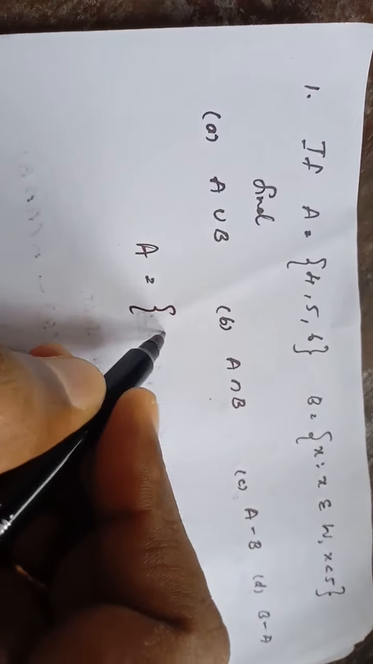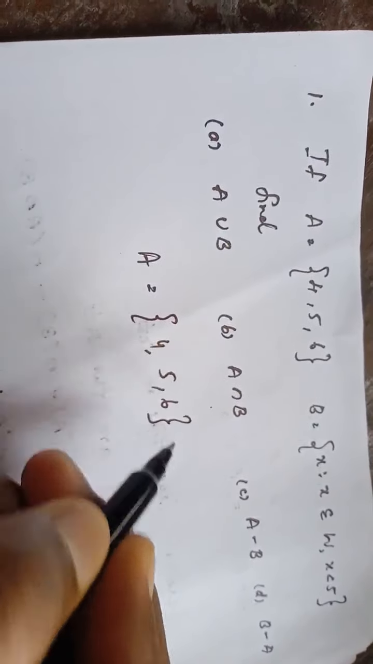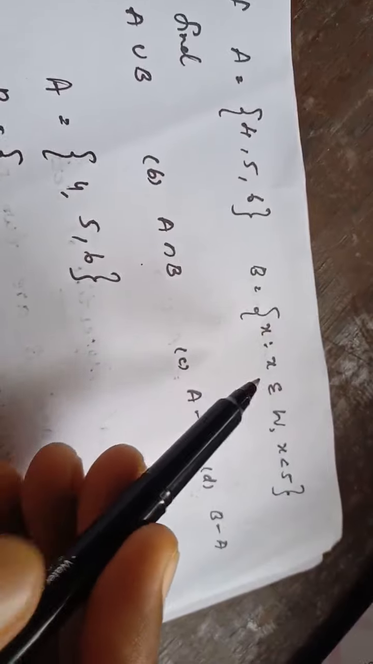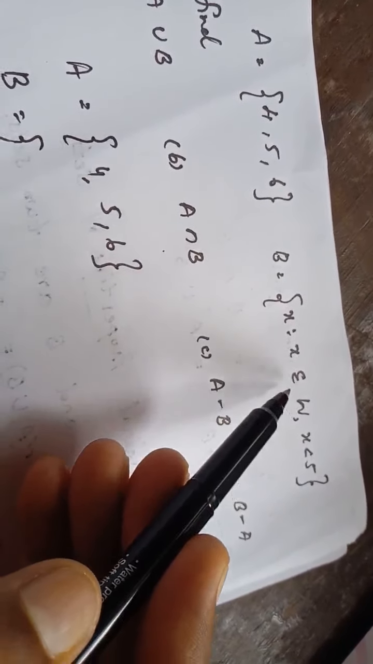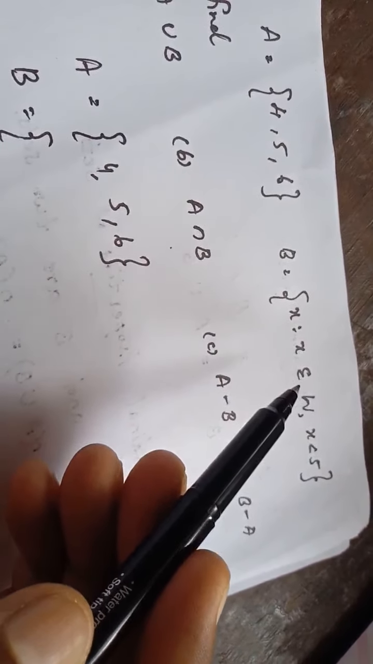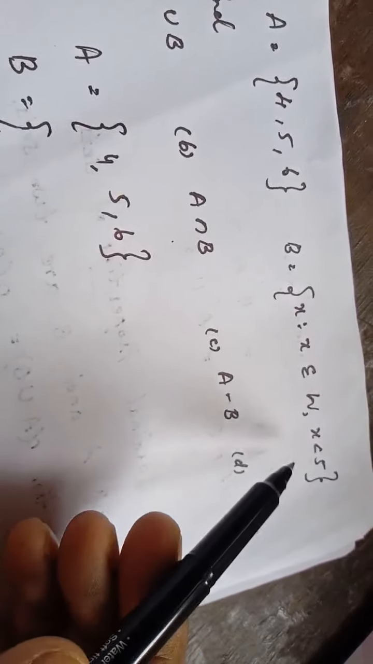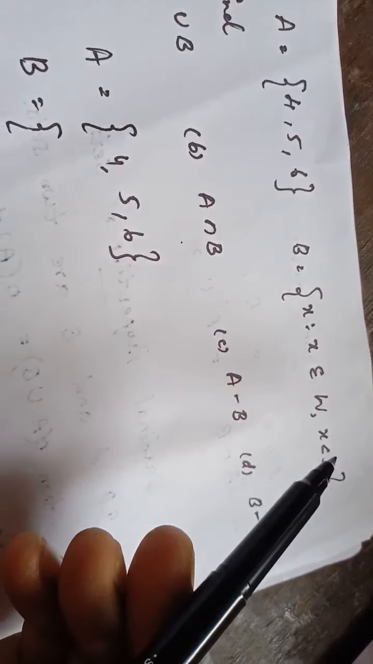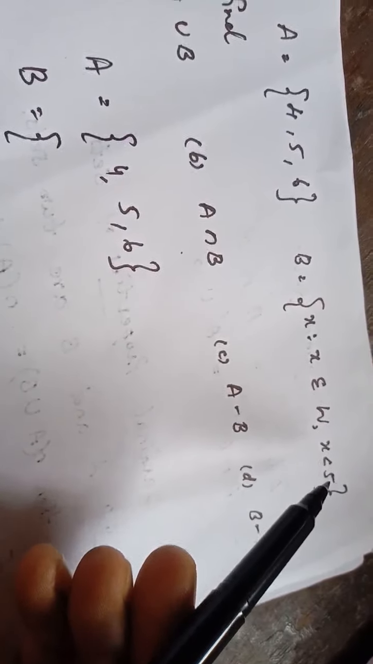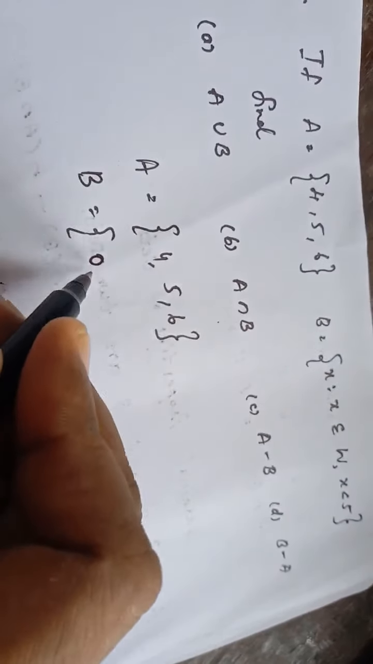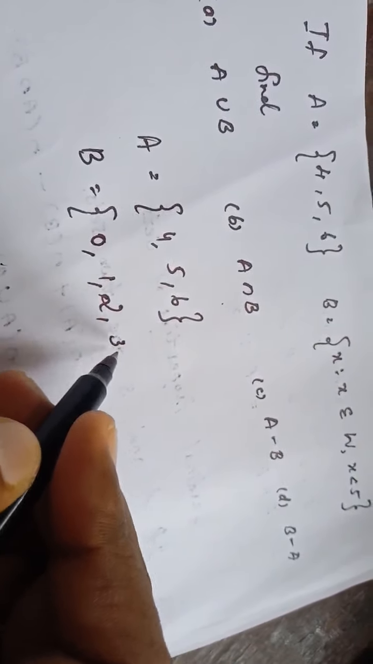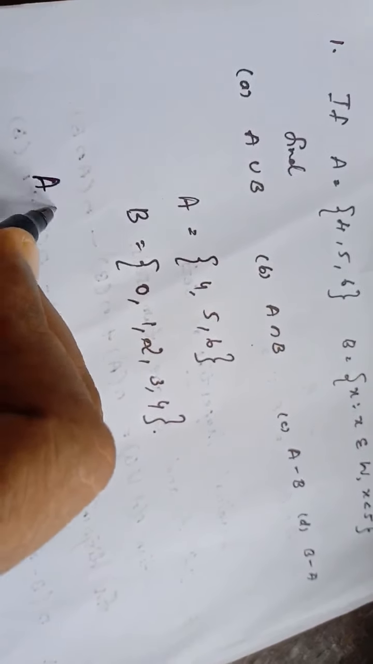A is equal to set 4, 5, 6 and B is equal to, it is given here X such that X element of W. So all the elements are whole numbers. And one more condition given, that it is less than 5. So we have to consider the whole numbers which are less than 5. So whole numbers less than 5 are 0, 1, 2, 3 and 4.